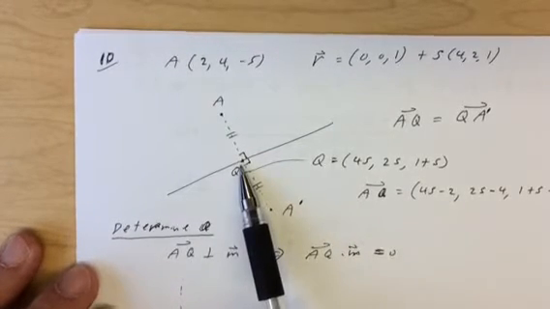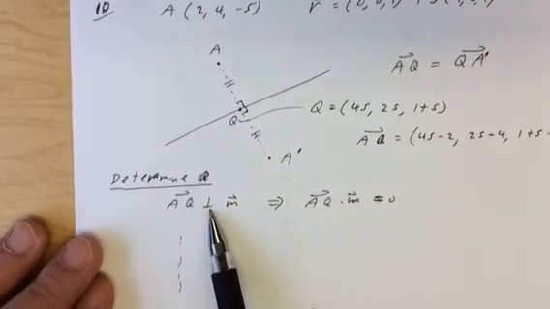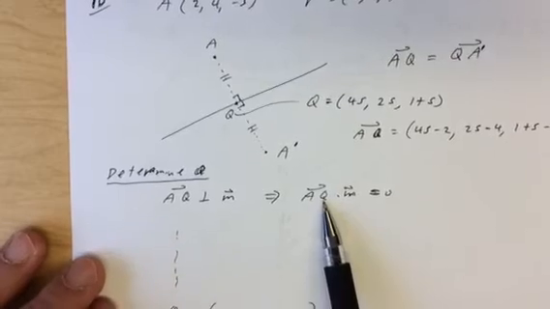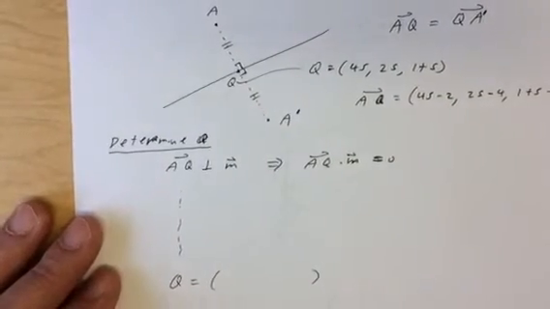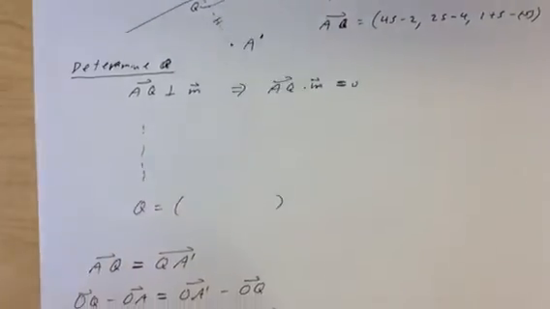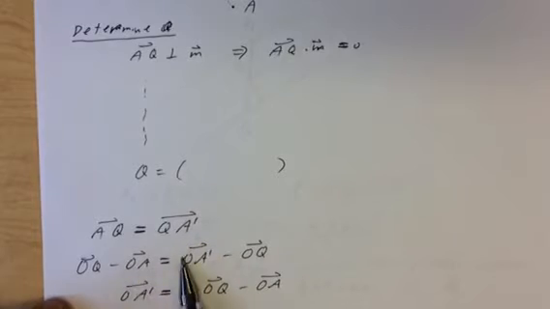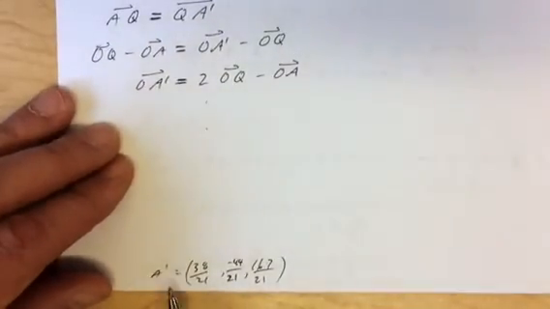The way we find point Q is the same way as we did in question 8. So AQ is perpendicular to M, so AQ dot M equals 0. From that you figure out what point Q is. And then once you've got point Q, you can use this formula basically here to find OA prime, and that will give you A prime. And A prime should be this value here.